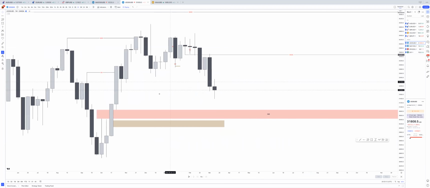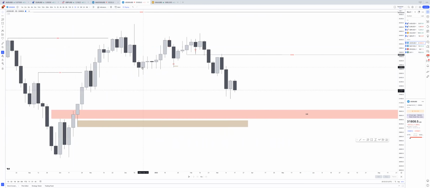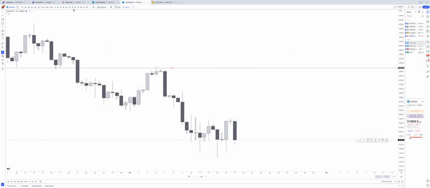Let's look at the weekly. Price is now filling in this imbalance here. We want to understand how far price can come down before reversing again. So let me look at the 3-day now as well. Okay, it looks like this is the area where there was the change of character. Let me drop down a bit lower.